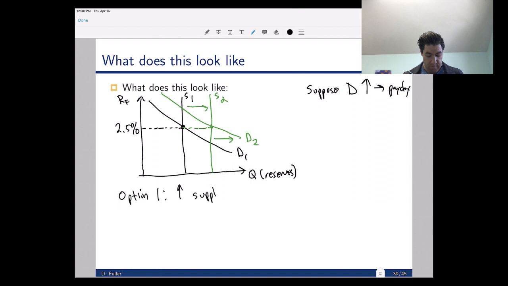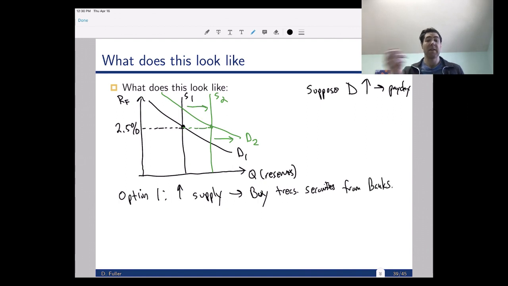Increase supply. So how does the Fed increase supply? How do I give more reserves to the banking system? I'm going to hand banks cash or reserves, and they're going to give me something in return, the Treasury securities. So I'm going to buy Treasury securities in the, what we say, open market operation. So I'm going to buy Treasury securities from banks. When the Fed buys, it gives reserves to the banking system, and that's going to keep the interest rate pegged at 2.5%.